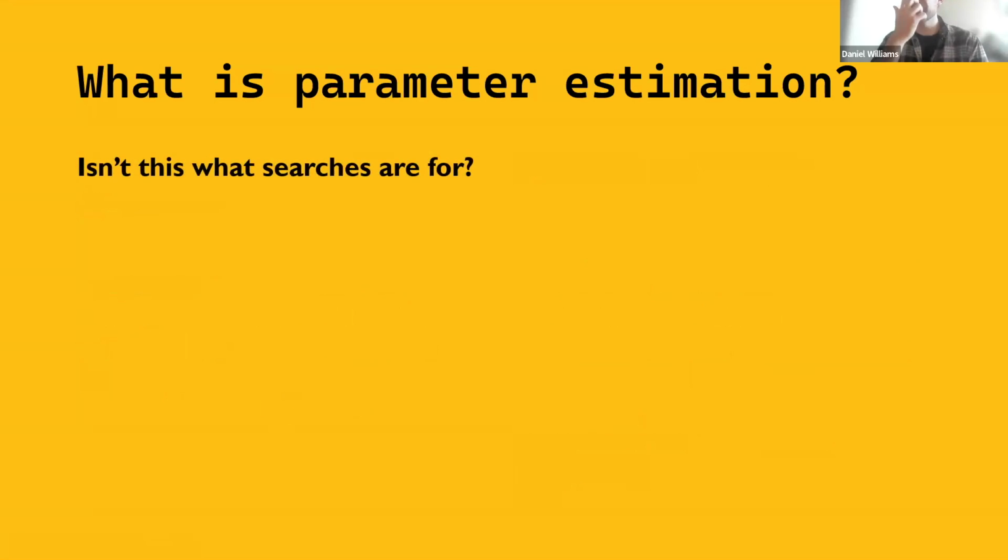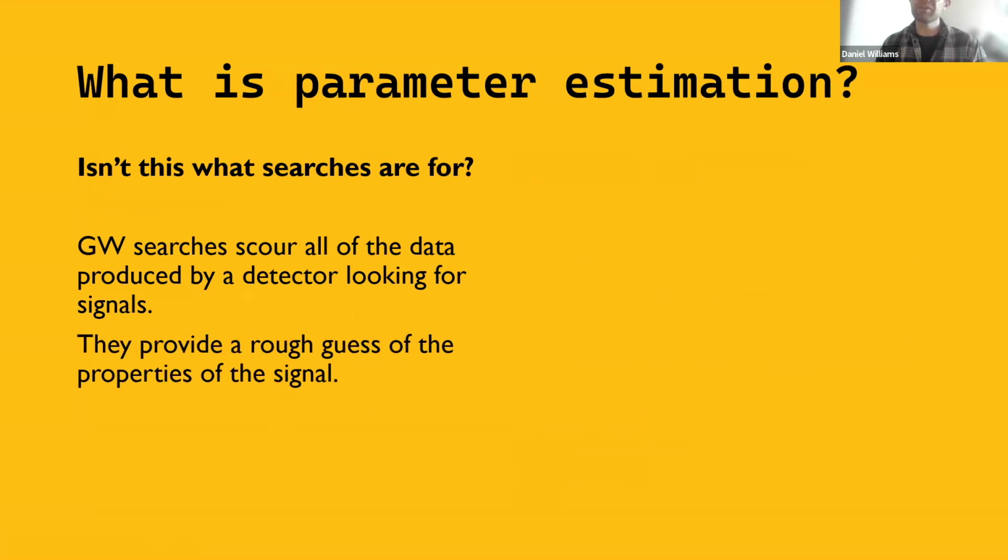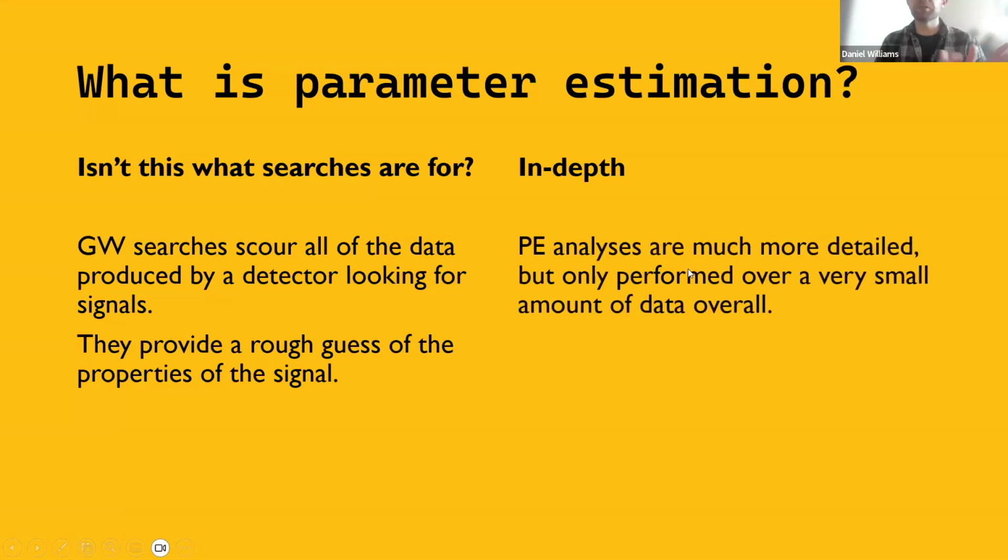So you might be thinking, well, is this not kind of what searches are for? And I know you all got a talk yesterday about gravitational wave searches. And those scour through all of the data which we have from the detectors looking for signals in the data. And they give generally a kind of a rough guess of the properties of the signal. But what we do in parameter estimation analyses is to take a much more in-depth look at a very small amount of the data which contains the signal and which is immediately around that signal.